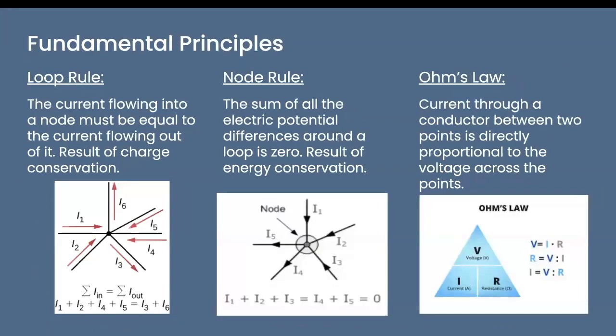The first fundamental physics principle I'll be using in this lab is the node rule, and this states that the current flowing into a node must be equal to the current flowing out of it. This is a result of the conservation of charge. Next is the loop rule, which states that the sum of all of the electric potential differences around the loop is zero, and this is a result of the conservation of energy. Lastly, we have Ohm's law, which states that the current through a conductor between 2 points is directly proportional to the voltage, and it is formulated as V equals IR.